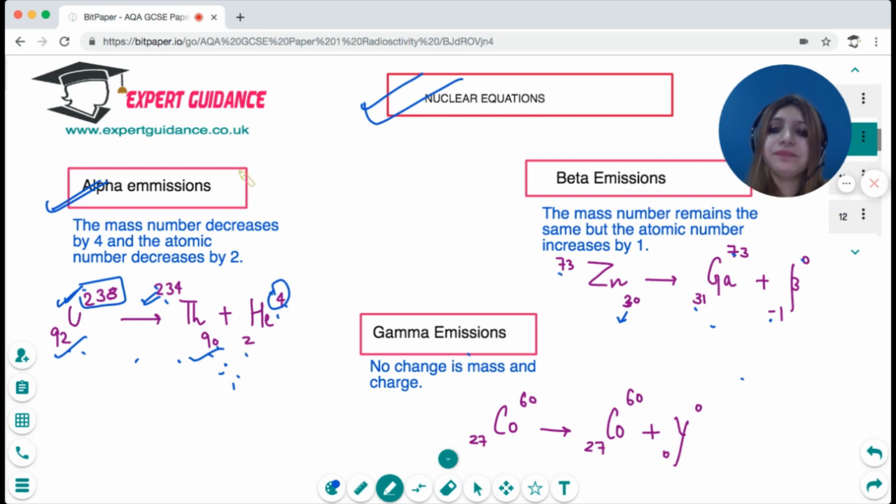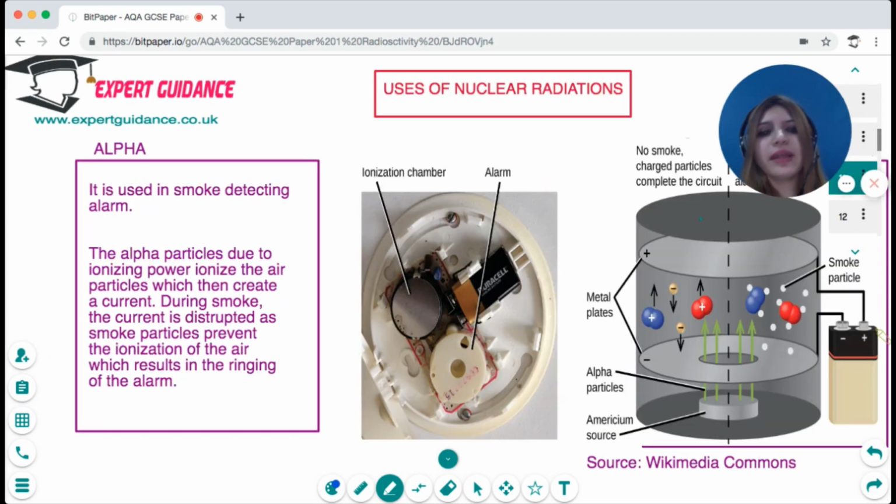So in the exam, they can give you the nuclear equation and ask you to find the missing element. For the missing element, work out the atomic number, come to the periodic table and see which element that atomic number is. Now you should know the uses of nuclear radiation.